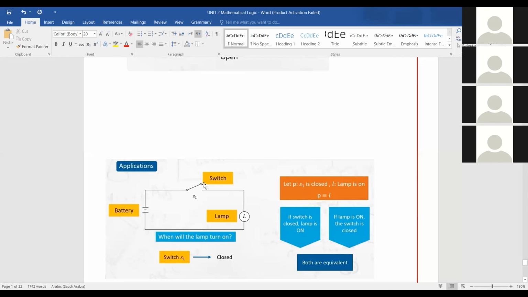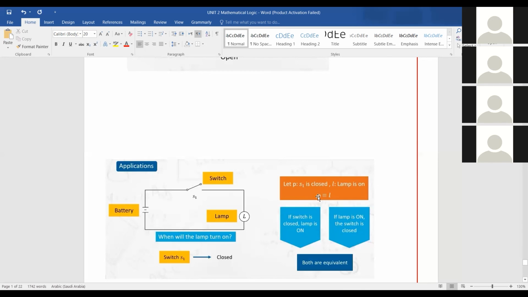Let's say S1 is the switch and L is the lamp. Let P be the statement where S1 is closed, and L be the statement where the lamp is on. The lamp is on if and only if the switch is closed. So in this case, we can say P is logically equivalent to L, because if the switch is closed, then only the lamp will be on. Clear?